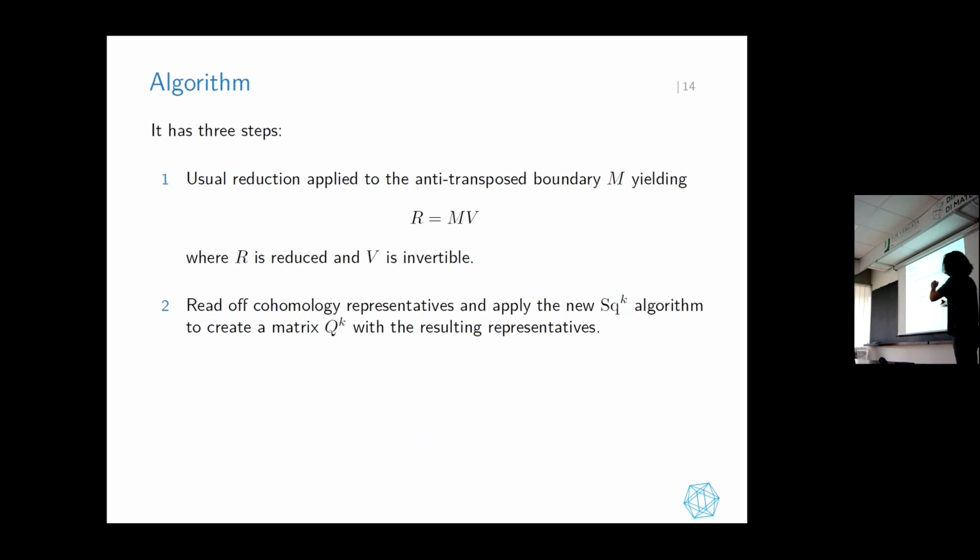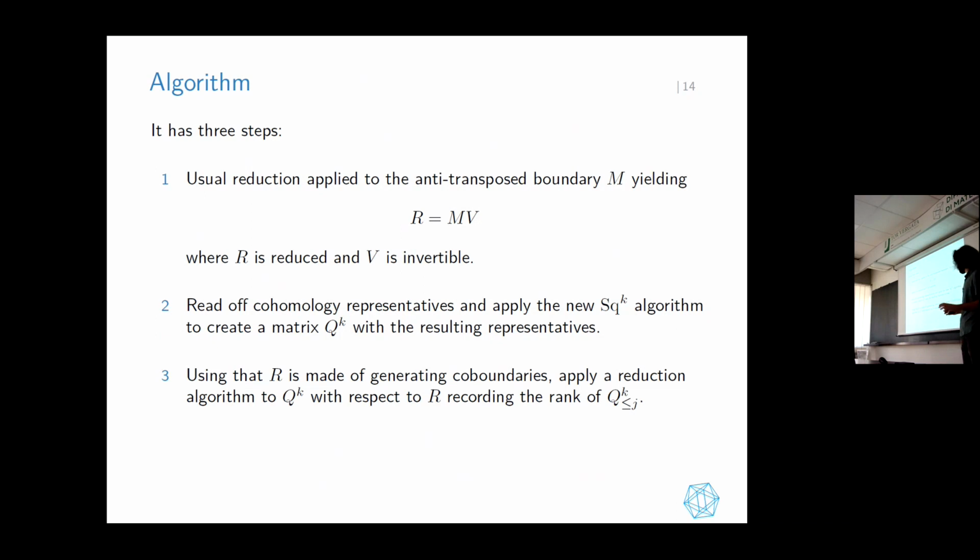From here, we can read off cohomology representatives and build a new matrix. For each entry, we have a representative of the Steenrod square applied to the cohomology class that it represents. And so we have this new matrix using the algorithm I showed earlier. This algorithm was explained by Barbara. This is the algorithm that I compared with Sage before.